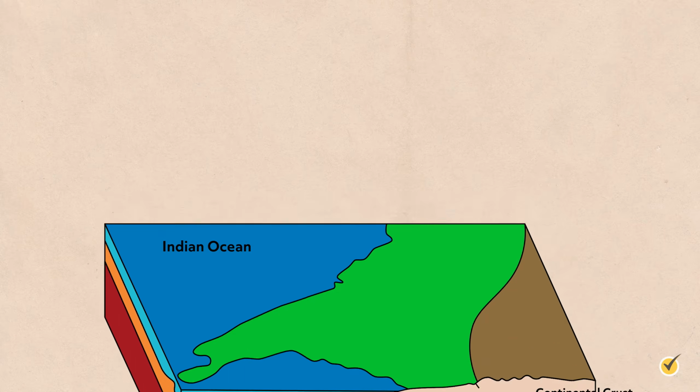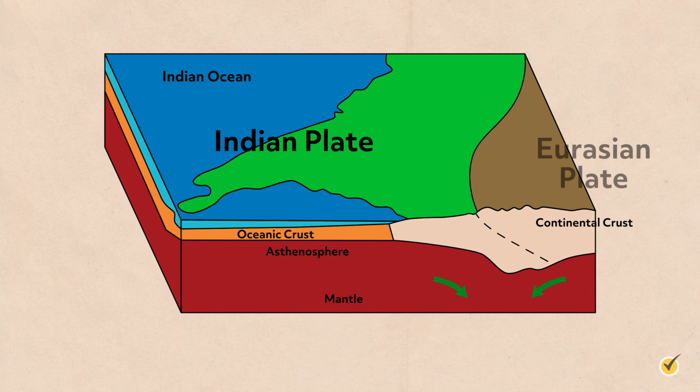Now, there are three different kinds of plate boundaries: convergent, divergent, and transform. Convergent boundaries are where two tectonic plates are merging, colliding, or joining together. An example of a convergent plate boundary is at the tall Himalayan mountain range where the Indian plate collides with the Eurasian plate, pushing Earth's crust upwards.